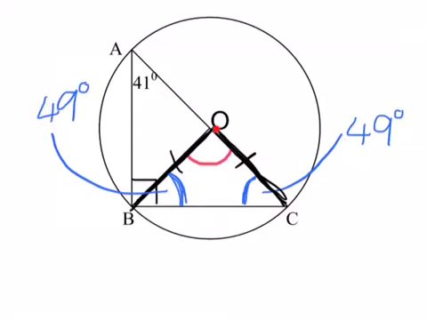What that tells us now is that the three angles that we have in here, the two blue ones and the red one, will add to 180 degrees. The two blue ones, 49 and 49, add together to give us 98. So subtracting 98 from 180 will give us the angle in the centre, the one we're looking for, which is 82 degrees. That's the angle we're looking for, and that's the end of the question.